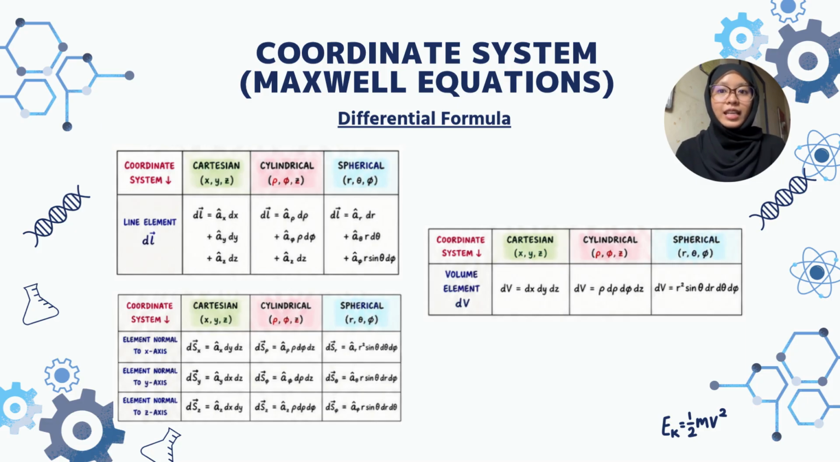Line elements dl are used for path integrals. The surface element ds is crucial for finding flux in Gauss's or Ampere's law. And the volume element dv scales from a simple dx dy dz up to r squared sin theta dr d theta d phi, depending on the system.